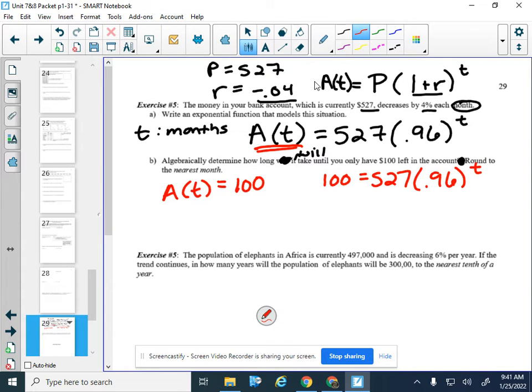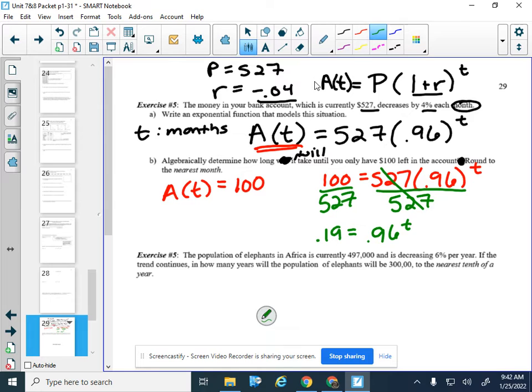Now, before, we did do this a little bit in the regressions lesson, where we would look in our tables, we could graph the function and look for where the y value got to 100. Here, now that we can solve algebraically, we know we first have to divide by 527. I'm going to keep that whole decimal in my calculator. So it's approximately 0.19, but really it's 0.18975 and so on, equals 0.96 to the t.